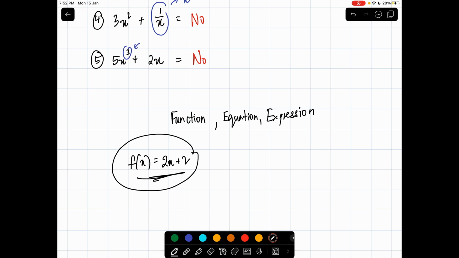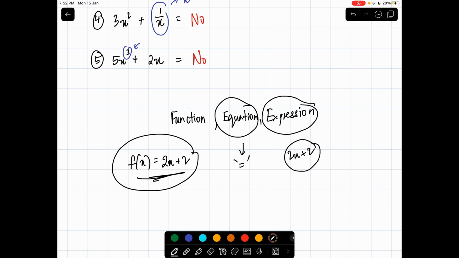Okay, next thing, equation is whenever we have the equal sign, it is called an equation. And for expression is whenever we have a formula, for example 2x plus 2, without the equal sign. This is what we call as an expression. There is a subtle difference that you have to understand because the questions might twist and ask you in different manner just to confuse you.